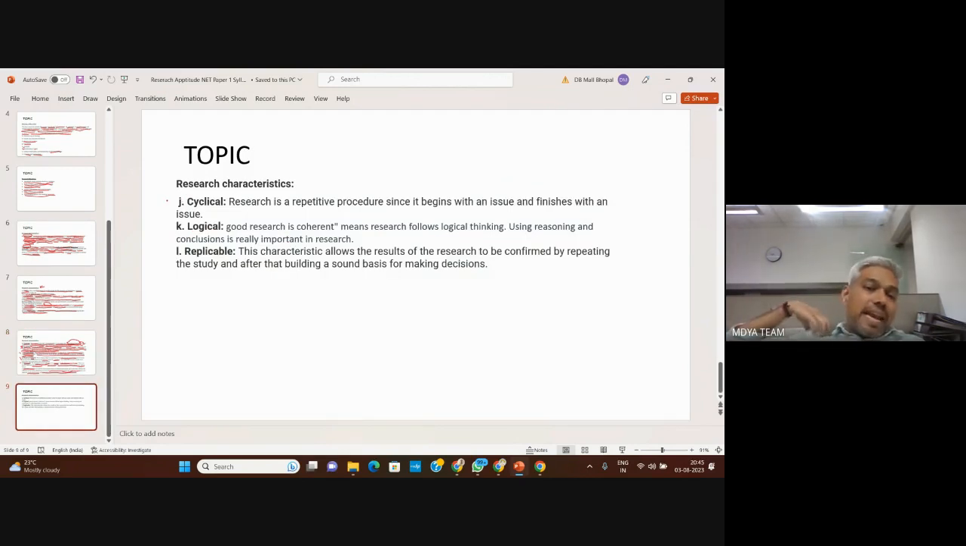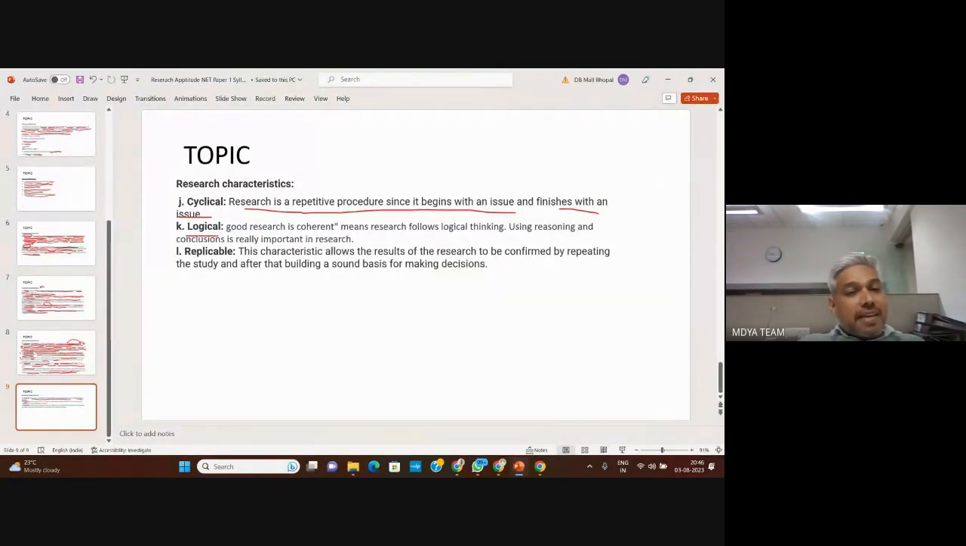So the 10th characteristic of research is cyclic. Research is a repetitive procedure since it begins with an issue and finishes with an issue. It should be a solution, not an issue, but every research has some gap. No research in this world is completely without any gap. So it is cyclic. If somebody has left his research somewhere, you can take a gap from there and start your research again. So in this way, research is always cyclic. It is a repetitive procedure.